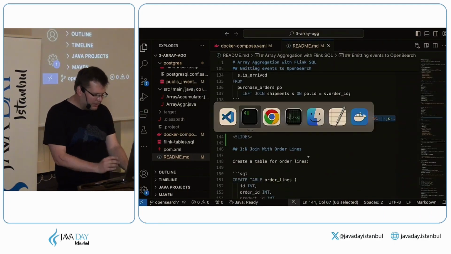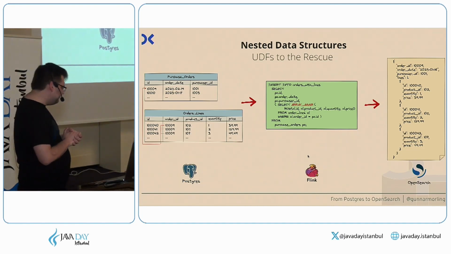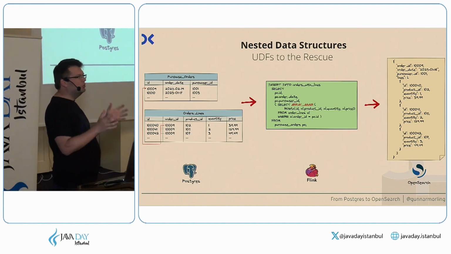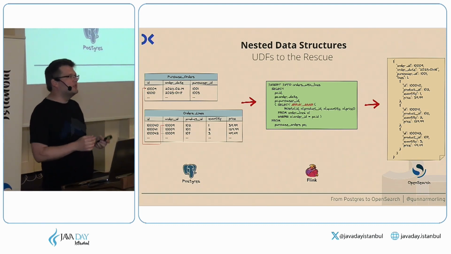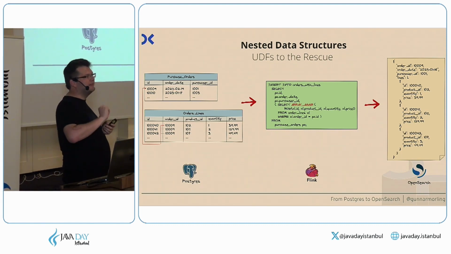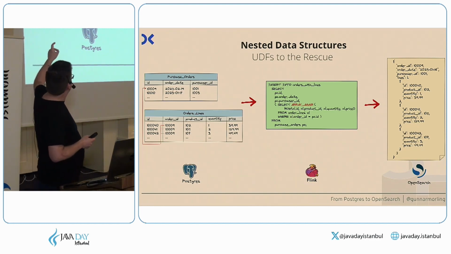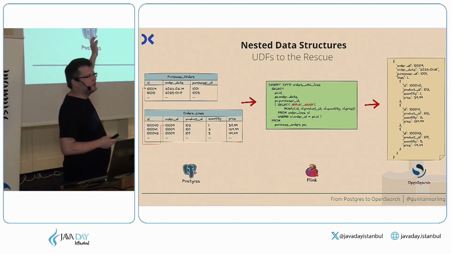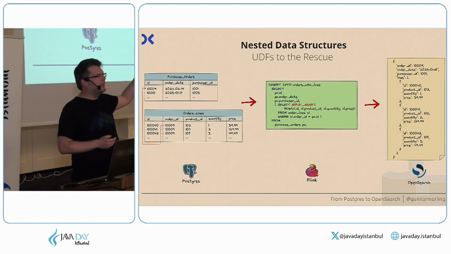Right. Let me briefly go back to my slides, because so far we have joined two of those tables, right? Orders with shipments. But as I mentioned, I have another table, order lines, in my Postgres database. And the thing there is, this is a one-to-n relationship between purchase orders and order lines. So one purchase order can have multiple lines.